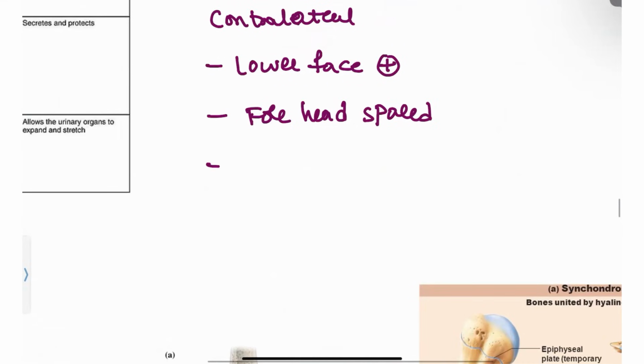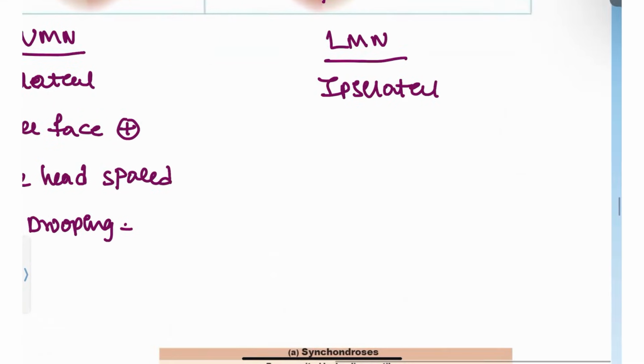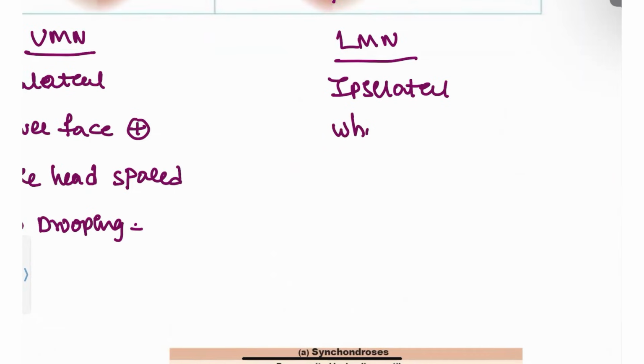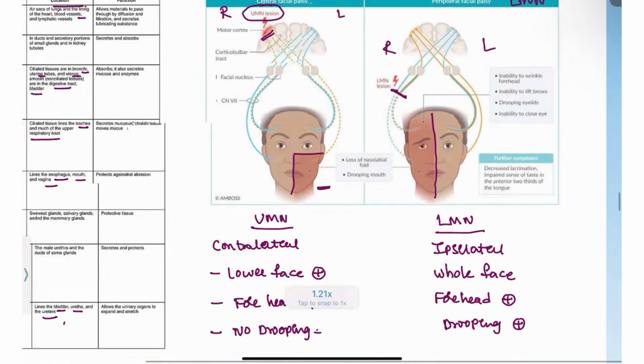No drooping of the eyelids will be seen, right? No drooping will be seen here. Whereas in a lower motor neuron lesion, it is ipsilateral, right? On the ipsilateral side, you are going to see the whole face involved. Along with that, the forehead is also involved in this patient. Drooping of the eyelids and dryness are also seen in this patient. This is the nerve palsy of the facial nerve.